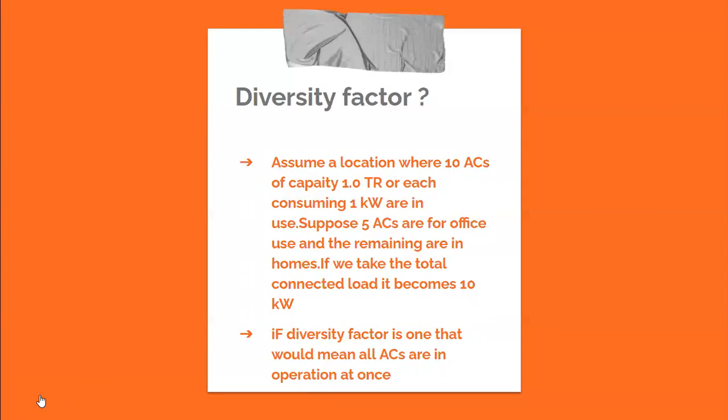Okay, and what we have taken as an example is, we assume that the commercial space has 5 air conditioners of 1 ton capacity, and each air conditioner is consuming 1 kilowatt of electricity. Its power rating is 1 kilowatt. And the remaining 5 air conditioners are located in the bungalows, the residences around, and they also have the same capacity, 1 TR, which would consume 1 kilowatt each.